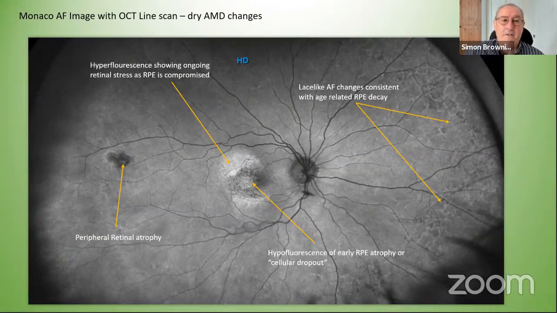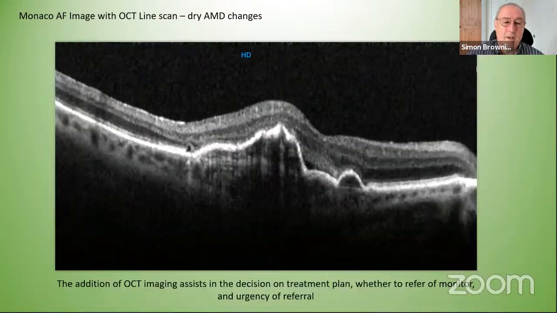We've got an autofluorescent image, an OCT line scan. Now, looking at this OCT image, we say to ourselves, is this dry AMD? What have we actually got going on here? The hyperfluorescence shows this ongoing retinal stress and that the retinal pigment epithelium is compromised. The hypofluorescence shows retinal pigment epithelial atrophy, or what I term cellular dropout, because it's a nicer phrase for the patient to deal with. And you can see the characteristic lace-like autofluorescent changes related to decay of the RPE in the periphery, and some on the left-hand side, some peripheral retinal atrophy there.